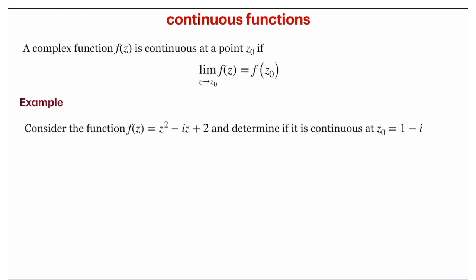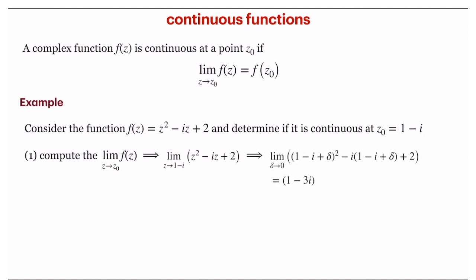Consider a function f of z equal to z square minus iz plus 2, and determine if it is continuous at z naught equal to 1 minus i. The first thing we have to do is compute the limit by taking z going to z naught, where z naught is 1 minus i. This takes the value of z square minus iz plus 2. So we substitute by putting in delta. Delta can be anything coming from any point. So we have (1 minus i plus delta) squared minus i into (1 minus i plus delta) plus 2. You can show that as delta goes to 0, this takes the value of 1 minus 3i.